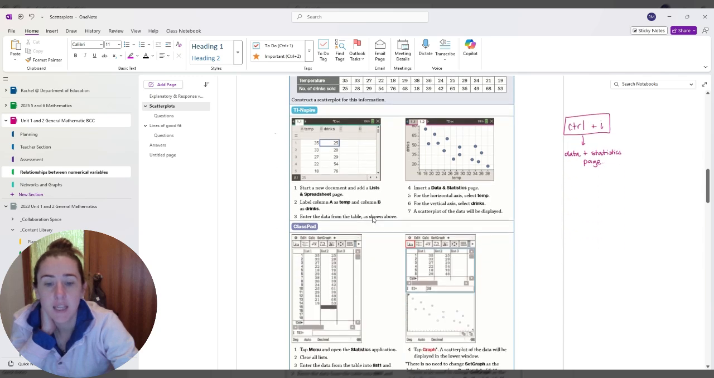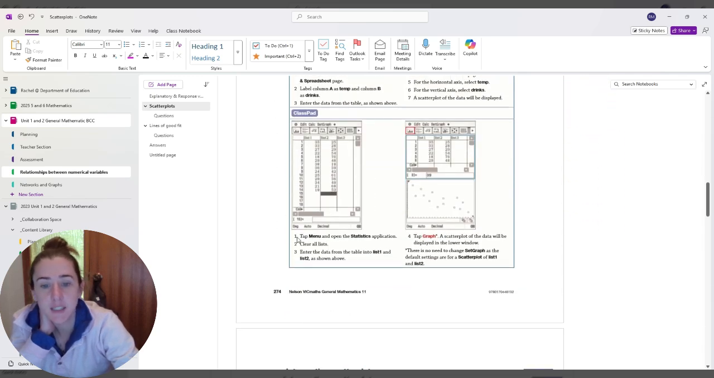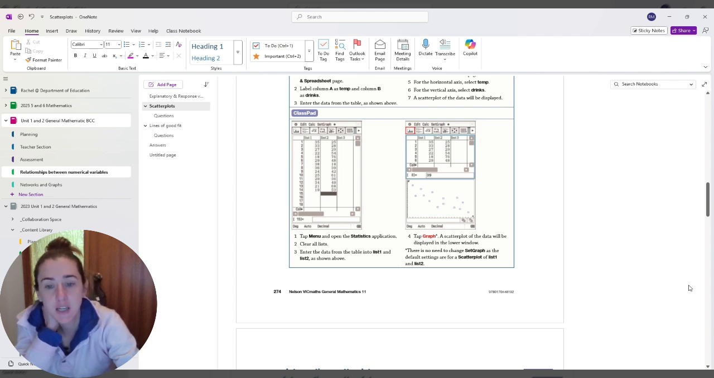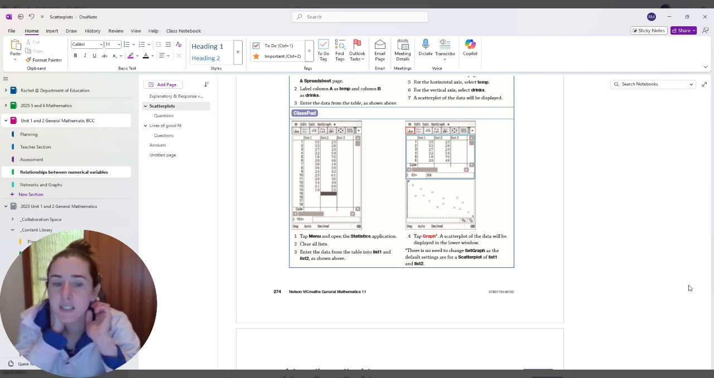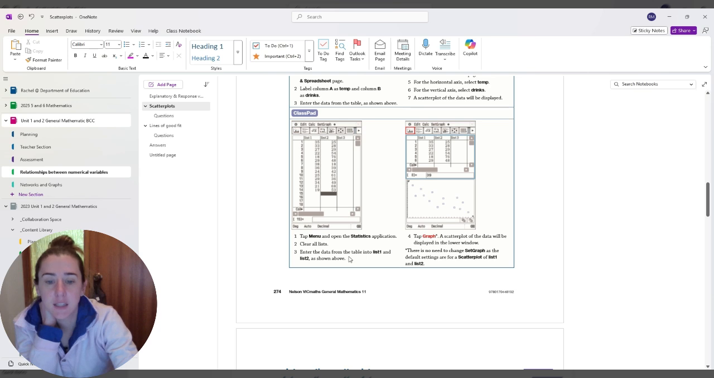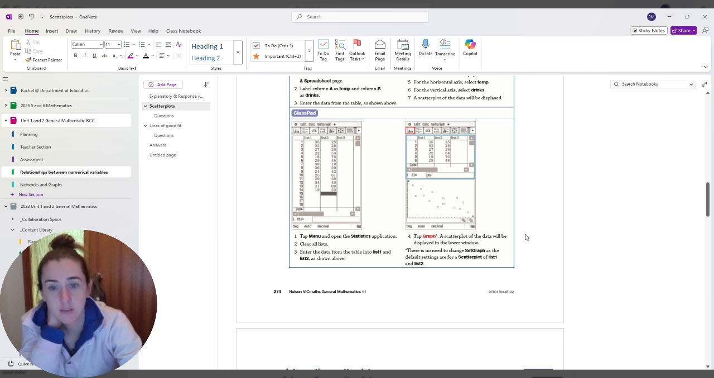All right. If you're using the class pad, here are the instructions. You're going to open menu and open the statistics application, and you need to clear all your lists. So you need to take your values out of the table, so list 1 and list 2 is what we're going to use.